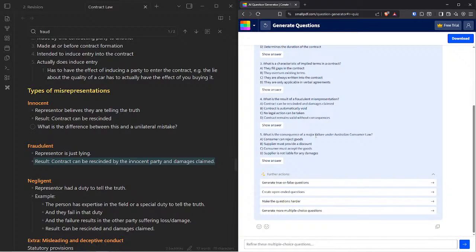And consequence of major failure under the Australian consumer law. Consumer can reject a good. Yes. No.